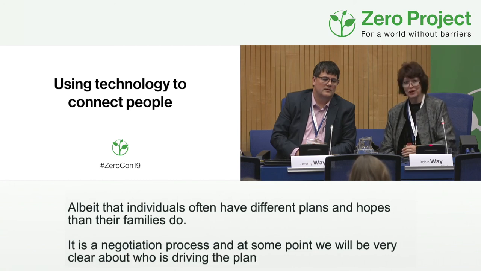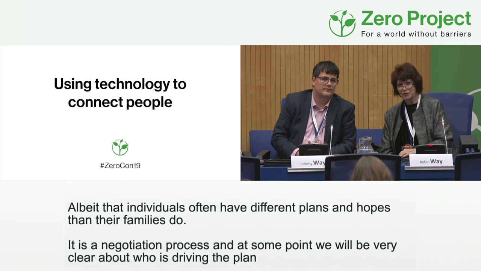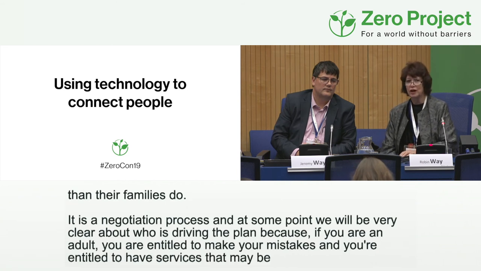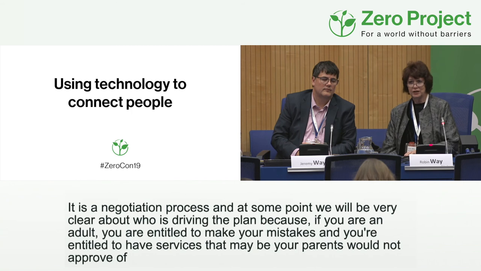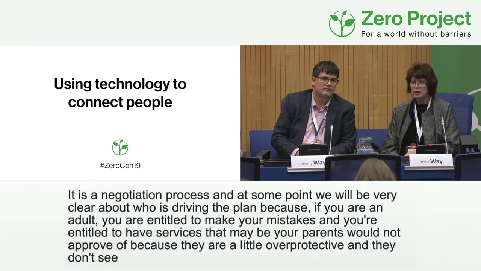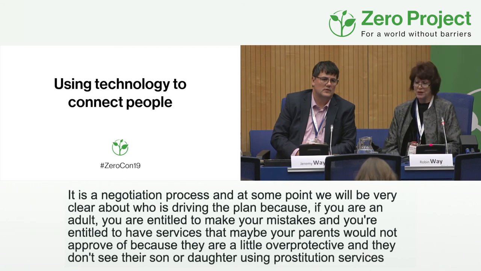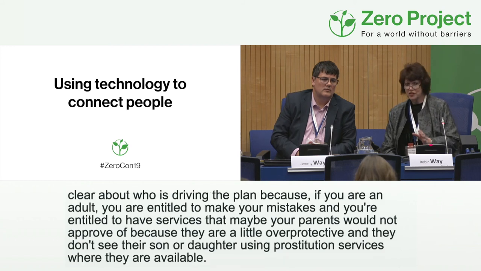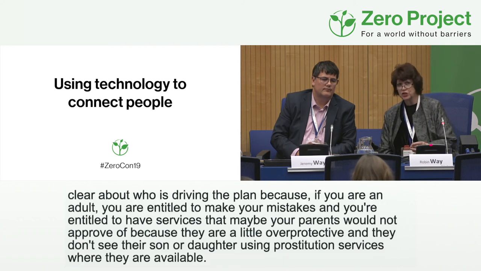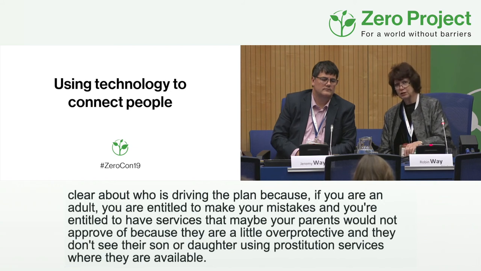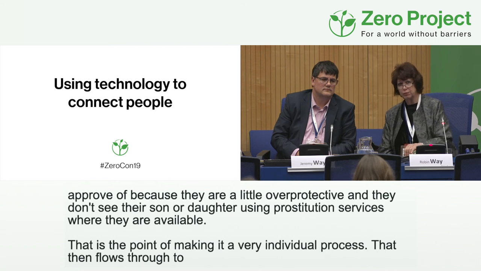Because if you're an adult, you're entitled to make your mistakes and you're entitled to have services that maybe your parents wouldn't approve of because they are a little overprotective and they don't see their son or daughter using prostitution services where they're available. So that's the point of making it a very individual process. That then flows through to safety and security issues both at home and in the community.